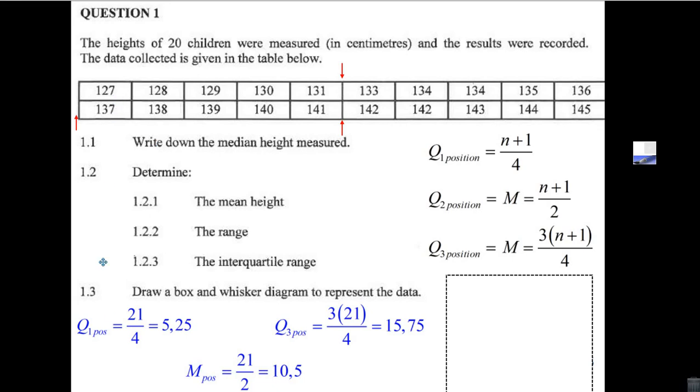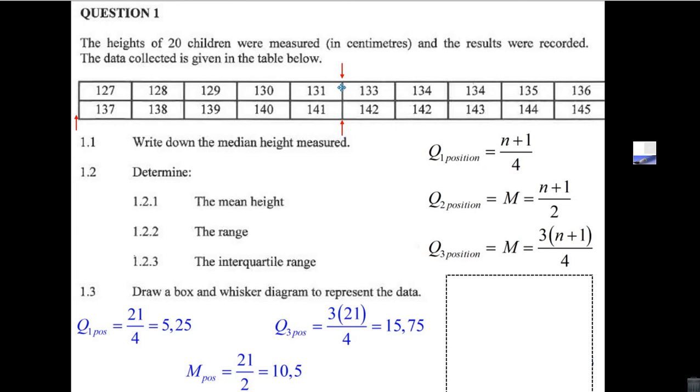Okay, now how do we find the first quartile? Well, all we do is take 20, add 1 to it, divide by 4, and we get 5.25. Well, that means that your first quartile is in between the 5th and the 6th piece of data. And all you do is find an average. Go 131 plus 133, divide by 2, 132 is where your first quartile is.